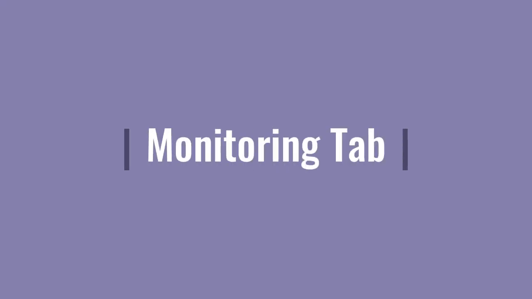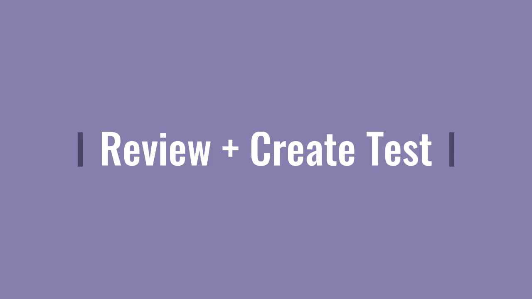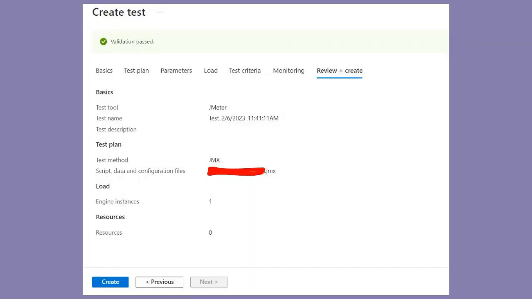Step 7, Monitoring tab, for monitoring Azure App Services during the load test. We can add and modify impacted resources during our test. When the load test is over, we can monitor app service metrics in the test result dashboard. Step 8, Review and Create tab, if everything went fine this tab will show us validation passed and we just need to click on Create.